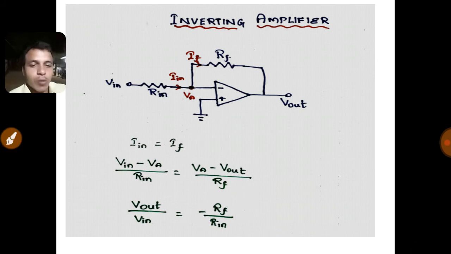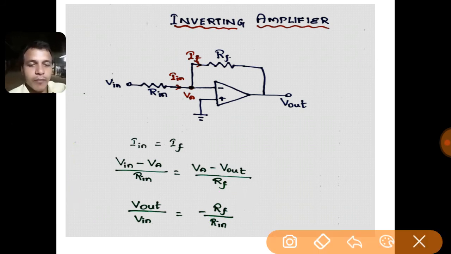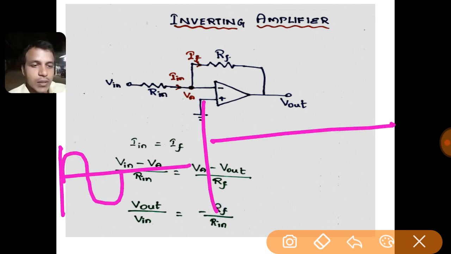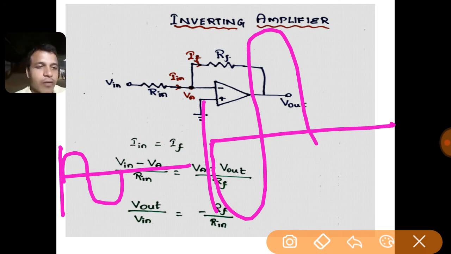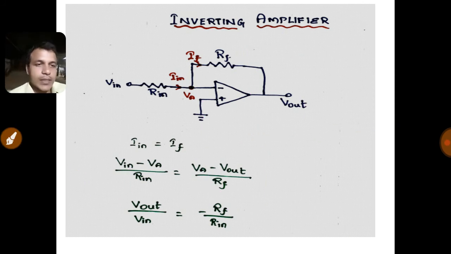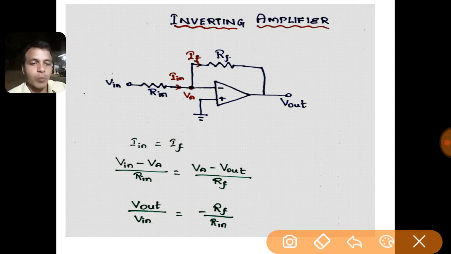So diagrammatically, if this is the input voltage, the output voltage is phase shifted by 180 degrees, and also it is amplified by a factor of Rf divided by Rin. So this is the thing. This is all about the inverting amplifier. But here I need to explain the concept of virtual ground.